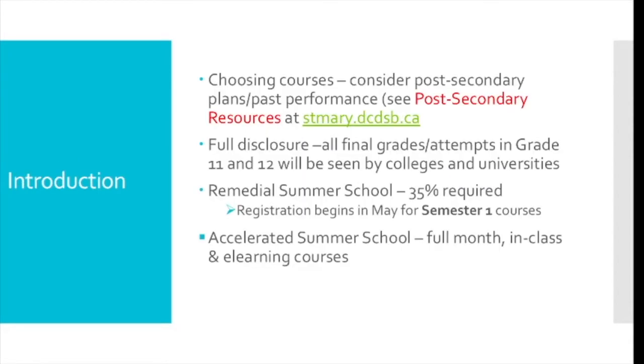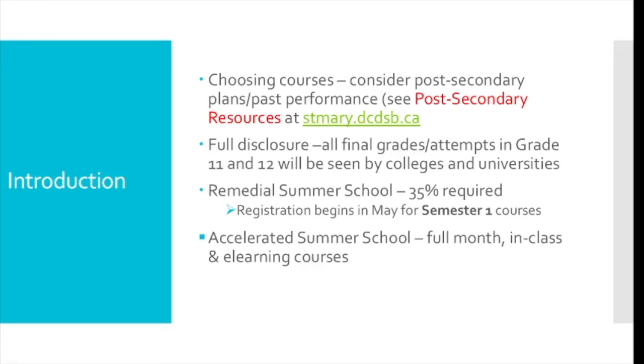When you are choosing your courses, we'd like you to consider your post-secondary plans, but also look back at your past performance, your grades. If you're at a level of study that may or may not challenge you, then this might dictate your future choice. If you receive a final grade of 35% in a particular course, then you will need to go to summer school to earn the credit. Students entering grade 11 must be aware that all final marks earned, both grade 11 and 12, will be full disclosure to universities and colleges. This means that they will see all final grade 11 and 12 marks as well as all attempts made.